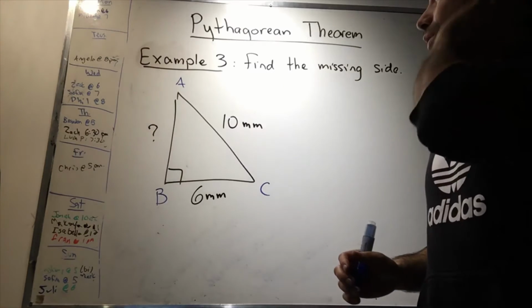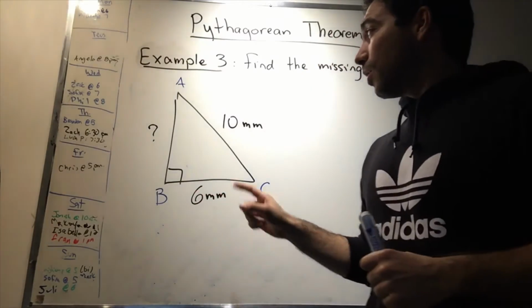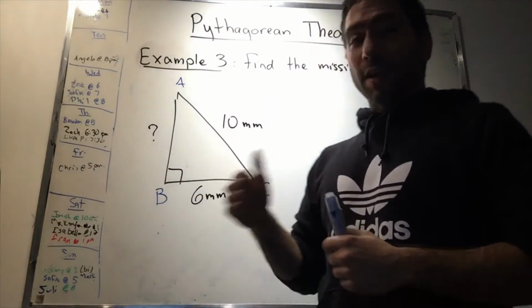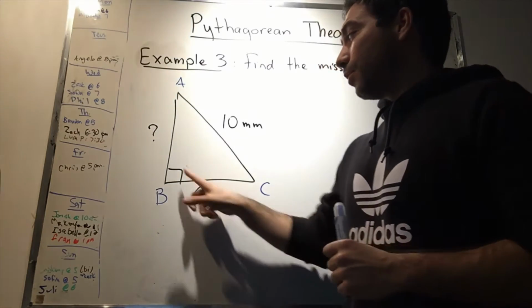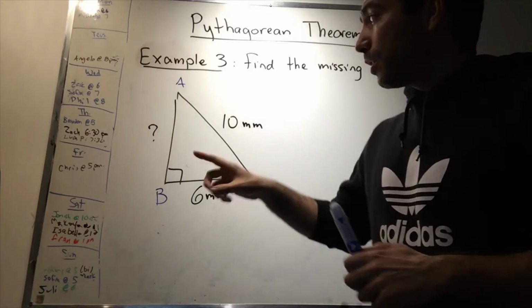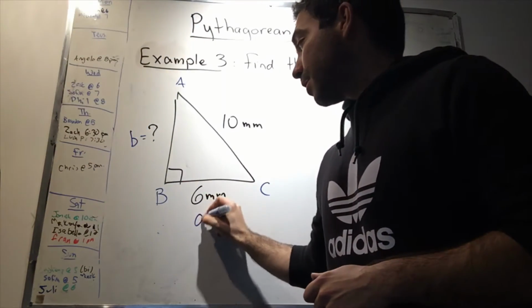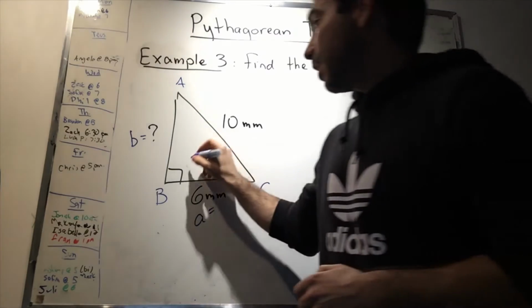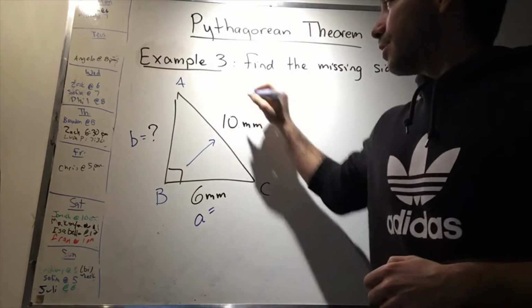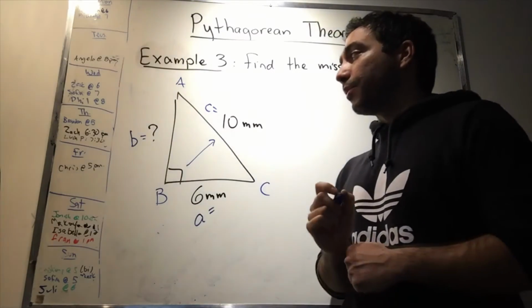Awesome. So now we look at the next example. It asks us to find the missing side. The first thing I notice is that we have our 90-degree triangle. Great. We have to look for our b. This is our b. This is our a. A is 6. And our 10 is our hypotenuse. This is our c, because it's located across from the 90 degrees.